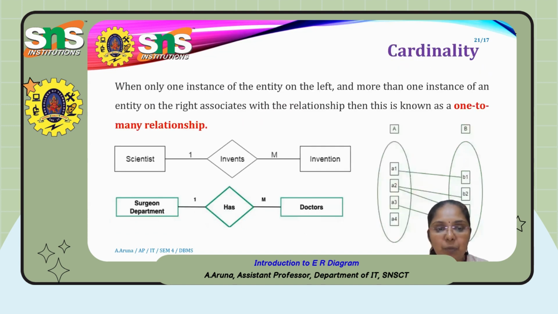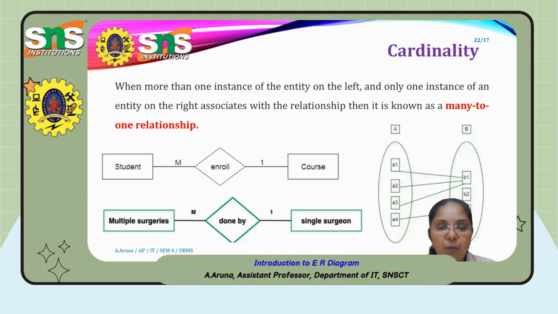The next thing is one-to-many. When there is only one instance of an entity on the left side, and more instances can be present on the right-hand side, we call this relationship one-to-many. A scientist can invent many inventions; not only one invention, a scientist can invent many things. A surgery department can have more doctors. So these are the one-to-one and one-to-many relationships.